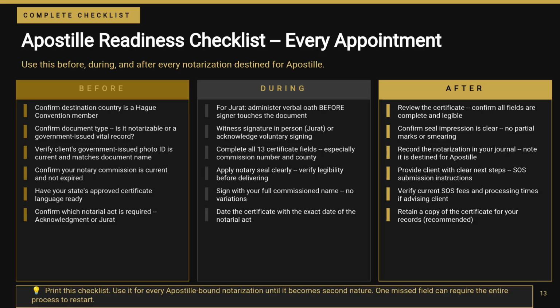Is the ID current? Is your commission current? Which act does this document require? Addressing these before the appointment starts prevents every major problem. The during phase is where the quality of your notarization is determined. The 6 items here are your execution checklist. Oath first for jurats, all 13 certificate fields complete, seal applied and verified, signature matching your commission.